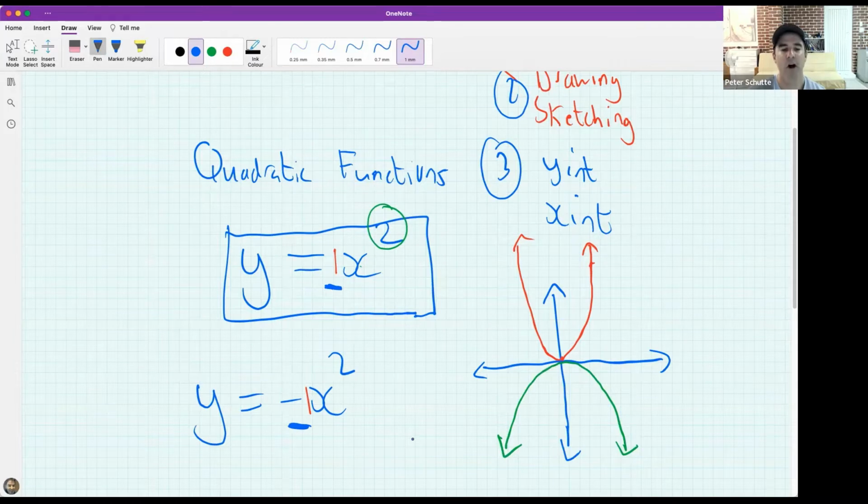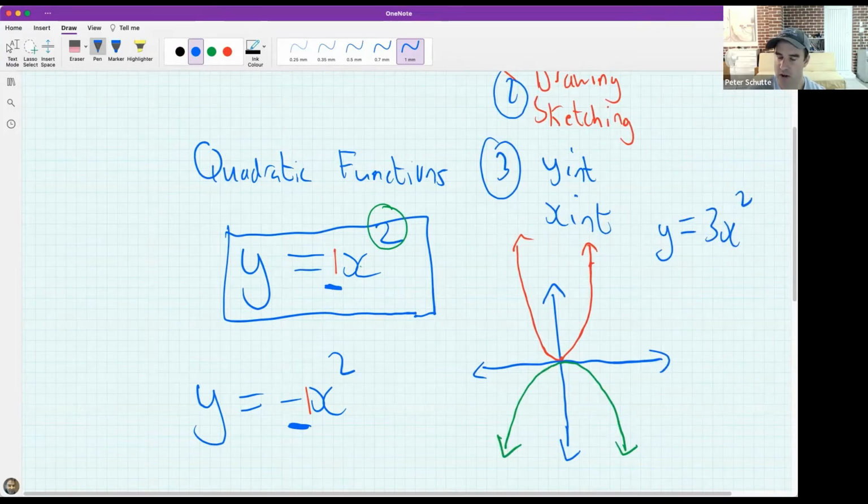Okay. What if I gave you the equation y equals 3x squared? Would that be happy or sad? Would it be more happy or more sad? How would that look for you if you were drawing that on the Cartesian plane?